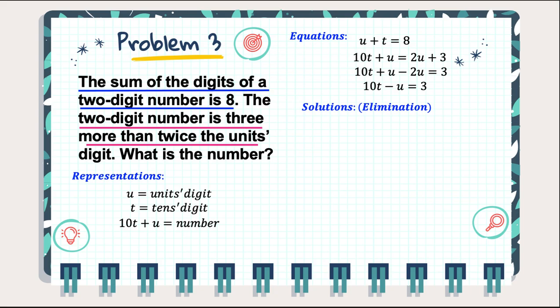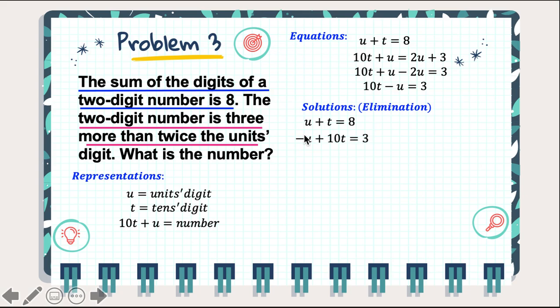As you can see here, looking at the first and the second equation, which are already in standard form, looking at the variable u, we can easily eliminate this. Why? They have the same numerical coefficient but different signs. So let us align the like terms here. That will be u plus t equals 8, and then write first negative u, so negative u plus 10t equals 3.